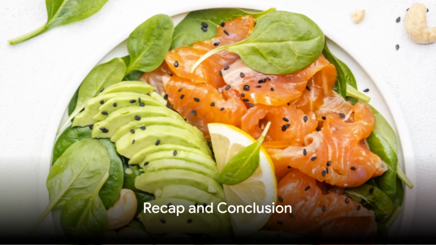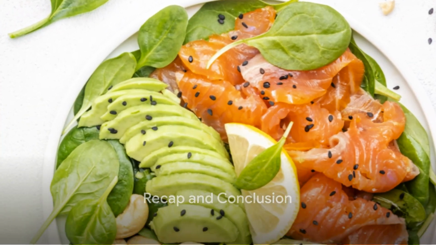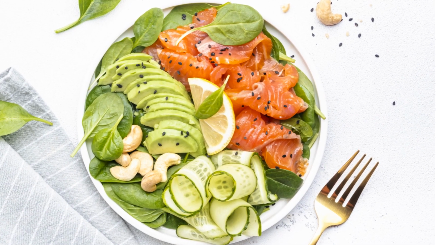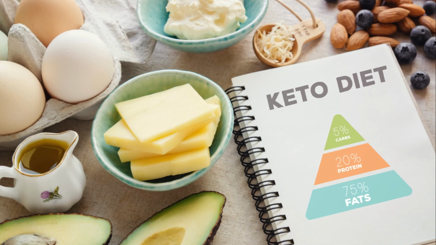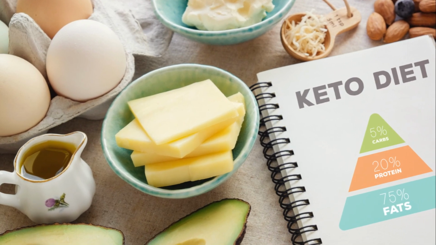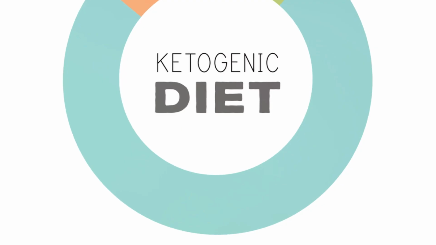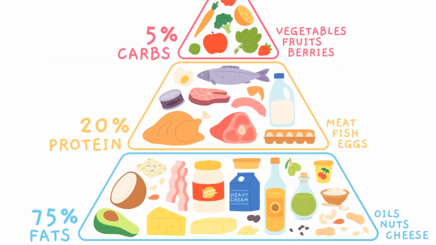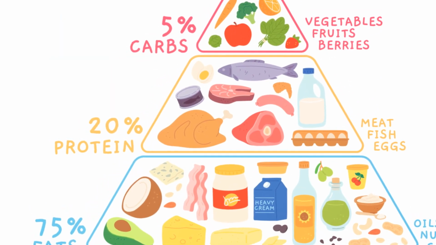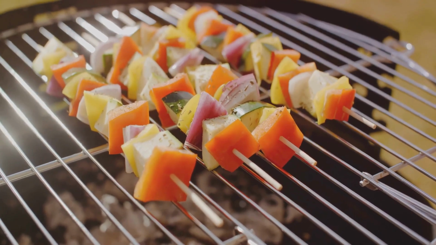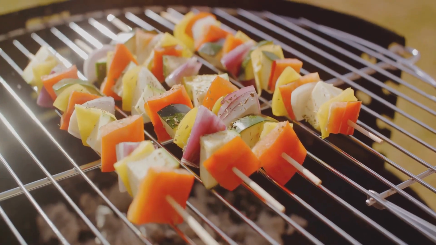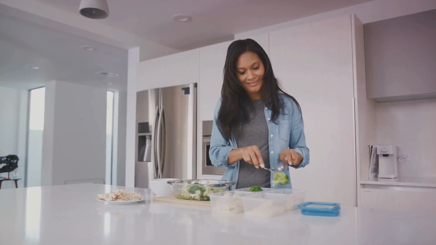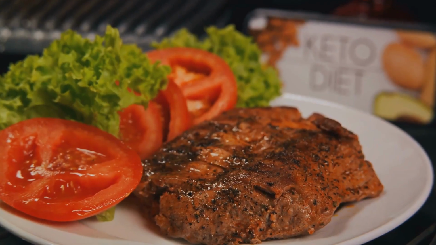So let's quickly recap the vital aspects of meal planning for a ketogenic diet. Firstly, understand the basics. A ketogenic diet is a low-carb, high-fat regimen. Secondly, be aware of your macros. In this diet, fats contribute 70% to your daily calorie intake, while protein contributes 20% and carbs only 10%. Thirdly, plan your meals around vegetables, meats, and healthy fats. Fourthly, preparation is key. Arrange your meals ahead of time to maintain consistency and resist temptations.